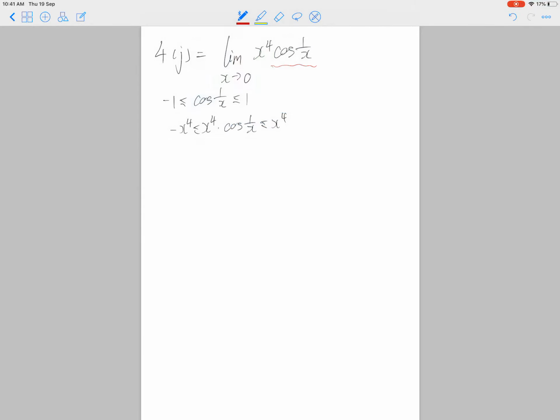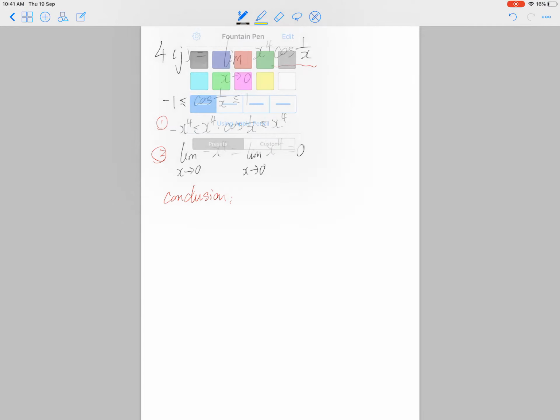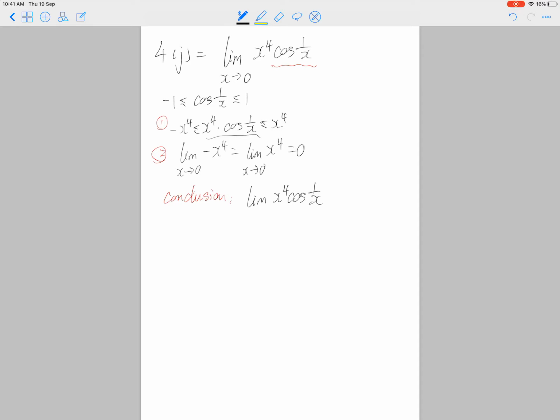So this is the first condition for the Squeeze theorem. The second condition, the limit of its left side is the same as the limit of its right side. It is 0. So the second condition is also satisfied. Then what is your conclusion? The conclusion is that the limit of the function in between is also 0. So this is the Squeeze theorem.